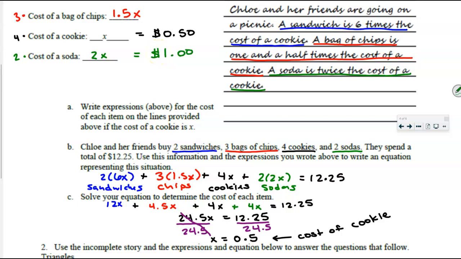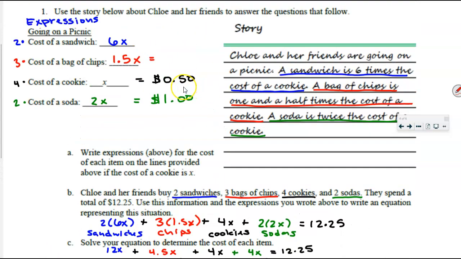This next one might be more challenging. You might need your calculator for this. What's 1.5 times x so I can figure out the cost of a bag of chips? 1.5 times x, or 1.5 times 50 cents. Brigham? 75 cents. 0.75 or 75 cents.